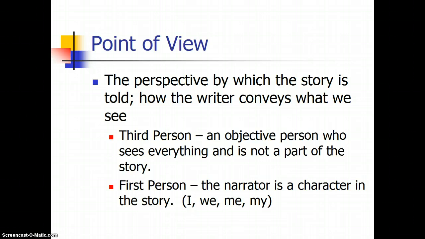The point of view is the perspective by which the story is told, and generally you will see one of two. You'll see third person point of view or first person. Third person is where the narrator is not a part of the story. They're just an objective person who happens to be seeing everything, telling us what everyone's doing and thinking and feeling, but they are not part of the story. First person, on the other hand, is where the narrator is actually a character in the story. And the way that you'll know the difference is because you'll see those personal pronouns like we and me and my, where that narrator is in the story.